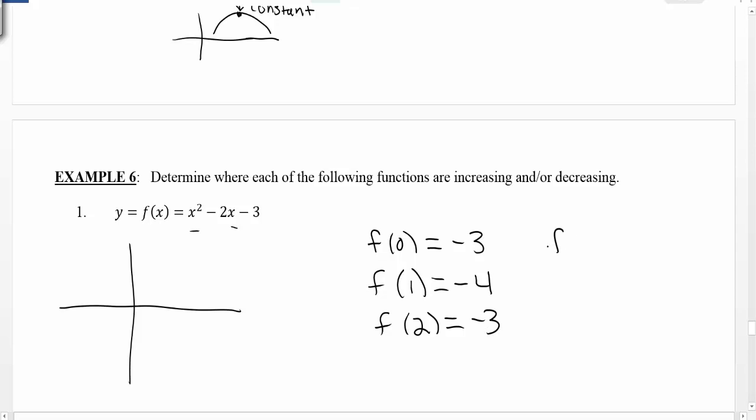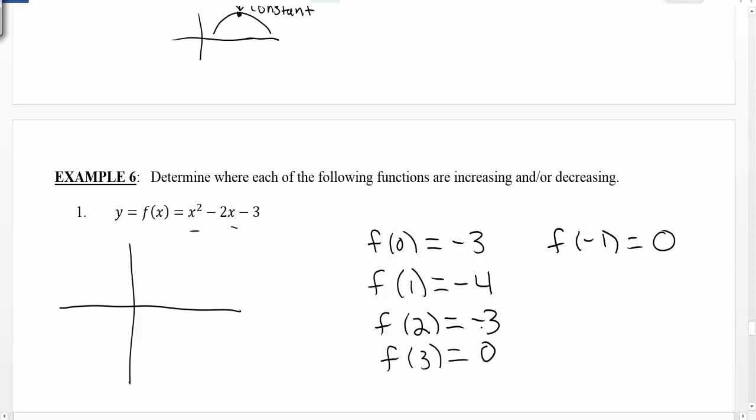If we plug in some negative numbers here, if we plug in a -1, we're going to get -1 squared, which is 1, plus 2 is 3, minus 3 is 0. And if we plug in a 3 here, 3 squared is 9. 9 minus 6 is 3. 3 minus 3 is 0.